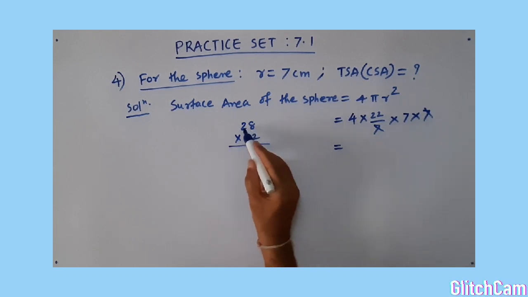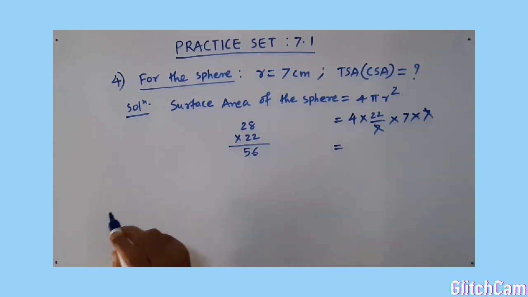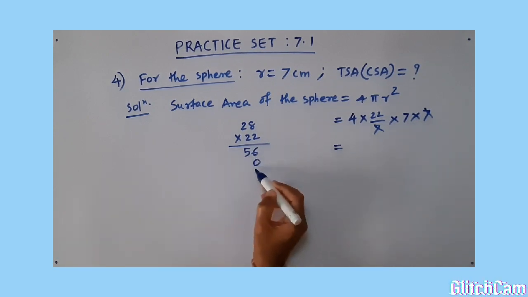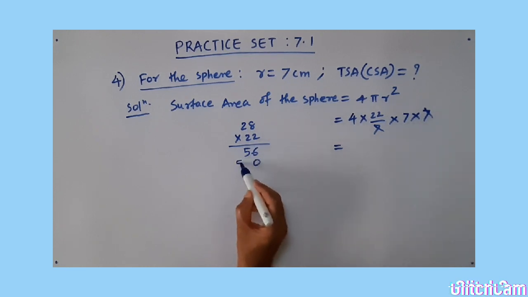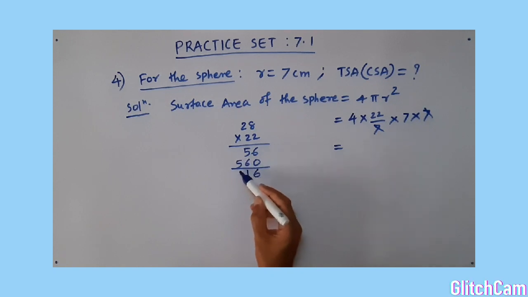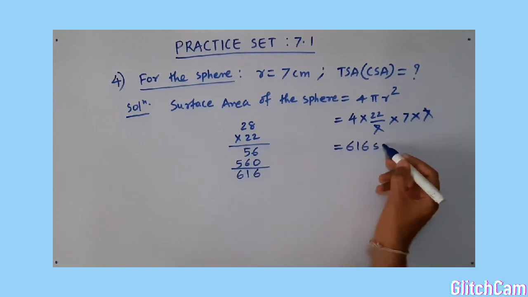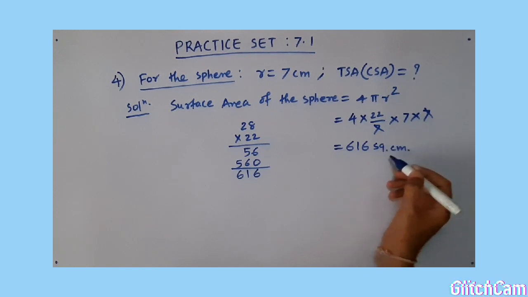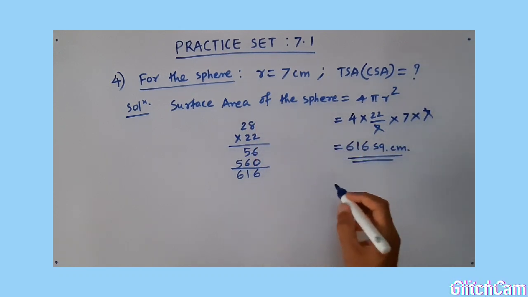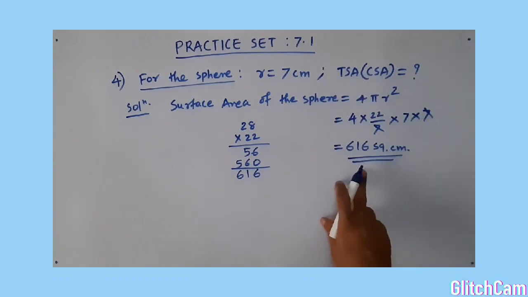In this number both the digits are the same. So I say: 28 2s are 56. I will write 56, and then put a 0 here or a cross as per your habit. Again 28 2s are 56, so I will write 56. We can do it in the mind also. Now we have to simply add. 5 plus 6 is 11, and here it is 6 again. So it is 616 square centimeter. This is the surface area, either curved surface area or total surface area of the sphere. Okay, this is the fourth sum.